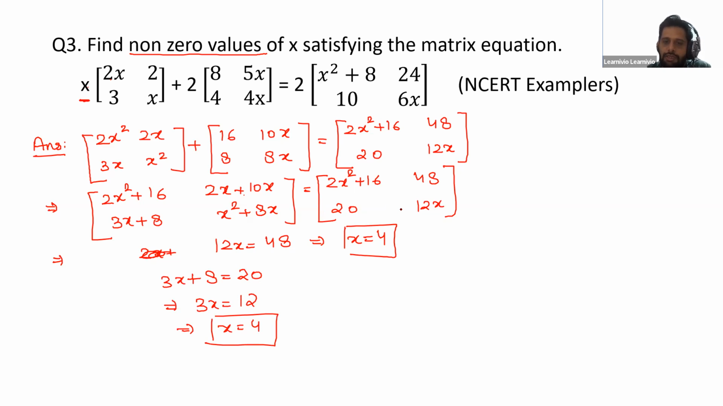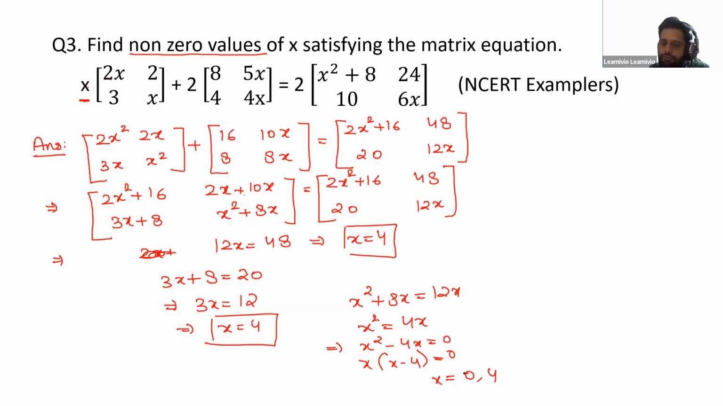From this, x squared plus 8x is equal to 12x. So x squared is equal to, this will give us 4x. Next, shift this to the left side. I will tell you why we are doing this step. Is equal to 0. And x minus 4 is equal to 0. So x is equal to 0 and 4. Okay, so we are getting all these solutions.